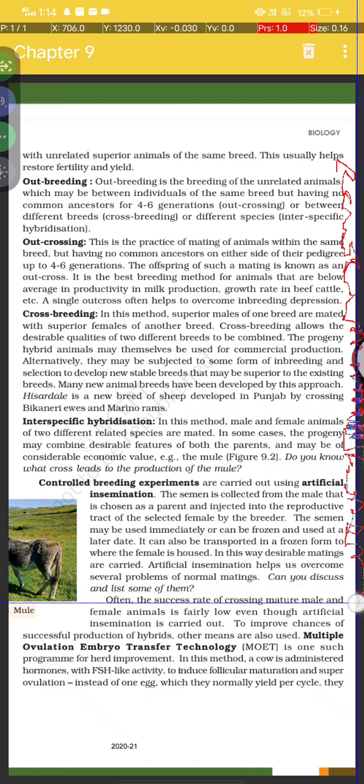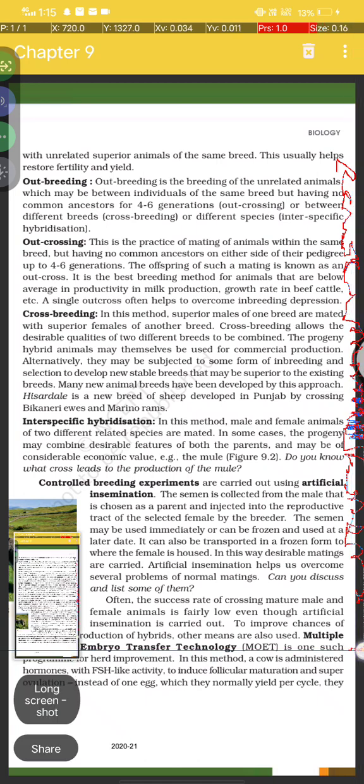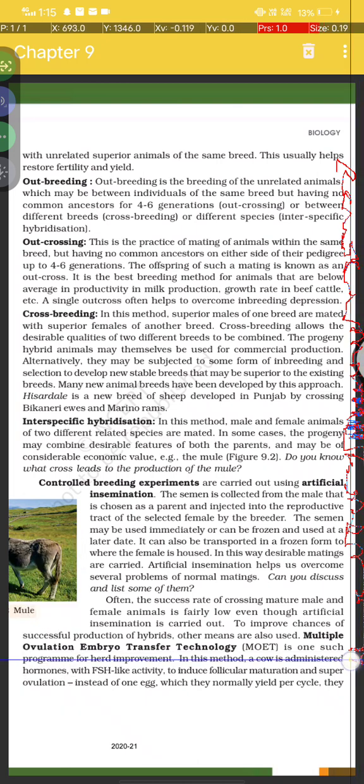Often the success rate of crossing male and female animals is fairly low even though artificial insemination is carried out, and to improve the chances of successful production of hybrids, other means are used: multiple ovulation embryo transfer technology, MOET. That is also an important part. MOET is one such program for herd improvement.